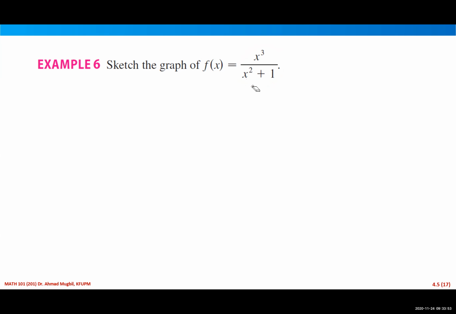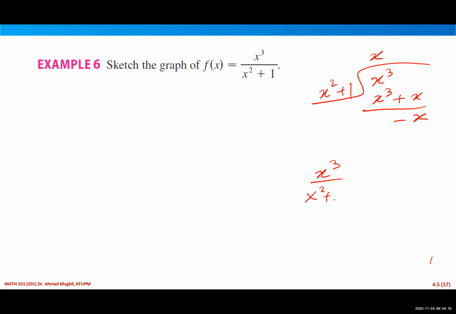Now let's focus on the slant. How do we find the slant asymptote, ya shabab? We will apply the long division, over x squared plus 1. You need to multiply by x, so it will be x cubed plus x. Subtract, it will be negative x. So how do we write the result, ya shabab? x cubed over x squared plus 1 equals what? The quotient plus the remainder over the divisor. So this can be written like this.